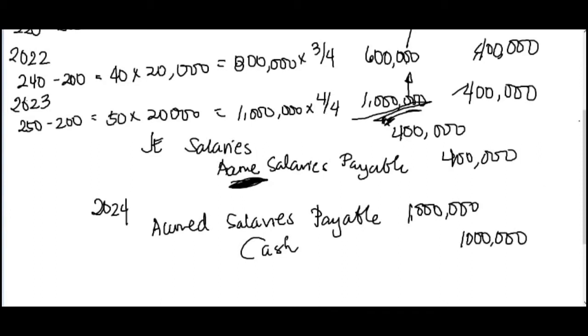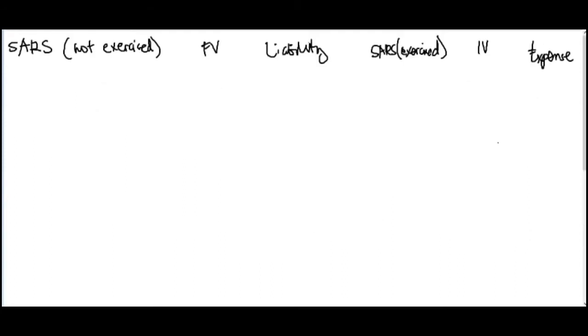Okay? So, basic. That's level 1. Okay? Level 1. Are we good? Okay, here's the scenario: there are SARs not yet exercised and there are SARs already exercised. So, anong gagawin natin in dealing with total compensation?